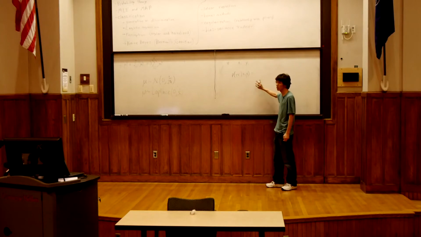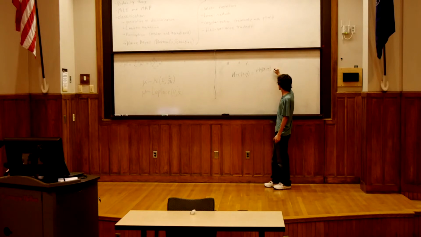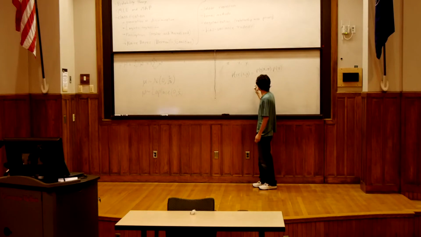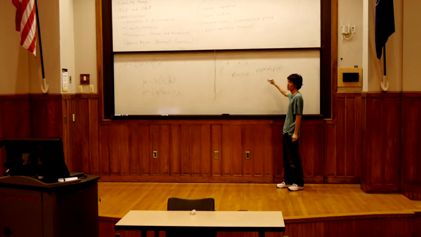So using Bayes' rule, I can express this as the likelihood times the prior. And then there's some normalizing term, which we don't really care about because it's not a function of pi, right? So then basically I want to find the value of pi that maximizes this combination.